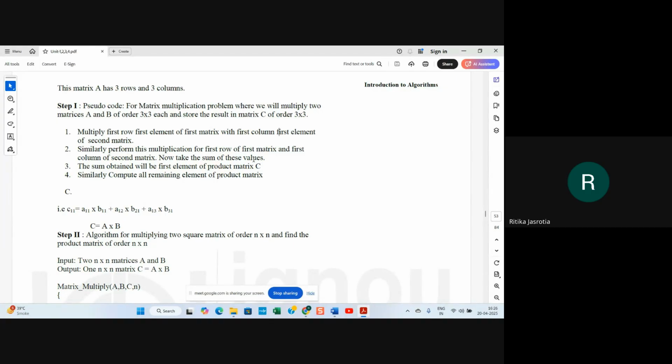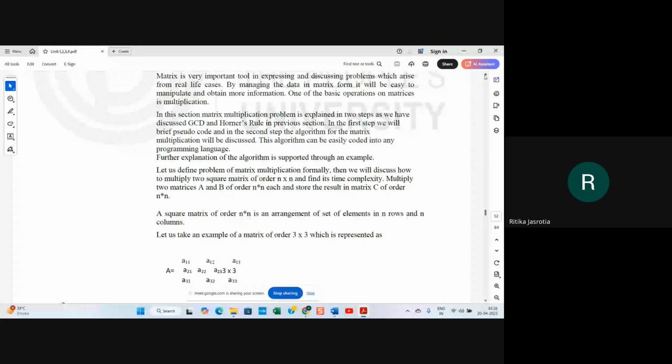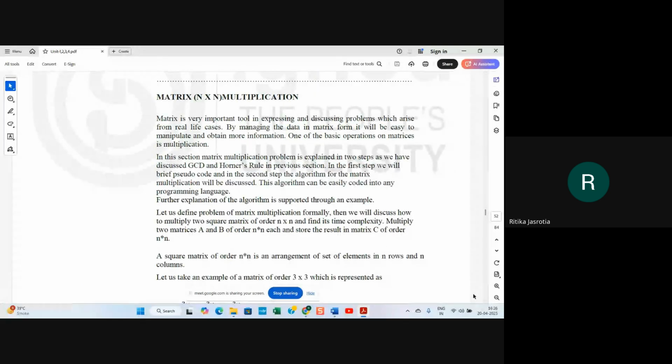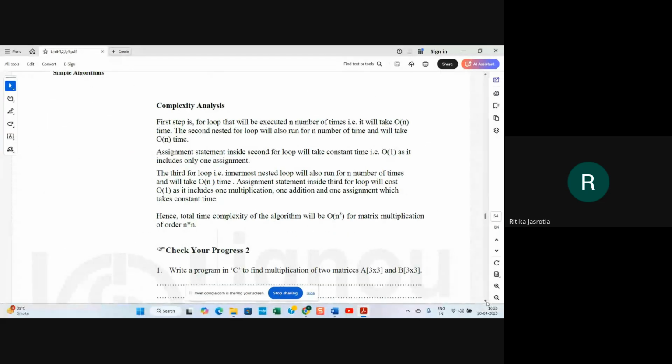Now take the sum of these values. The sum obtained will be first element of product matrix C. Similarly, compute all remaining elements of product matrix C. So this is how you are calculating the matrix multiplication, right? So ये वो calculate करके आपको बता रहा है कि किस तरह calculate किया है. वैसे हम प्रोग्राम देख भी सकते हैं उसके अंदर.